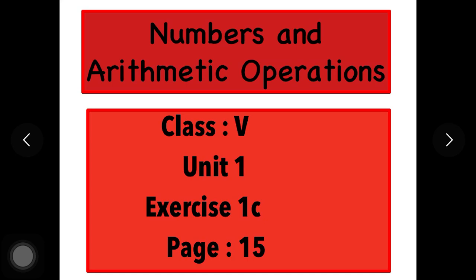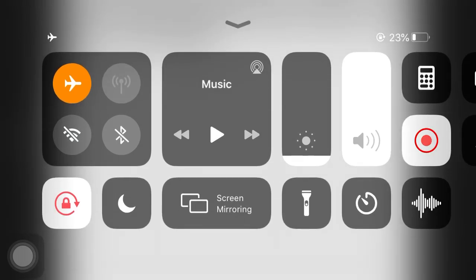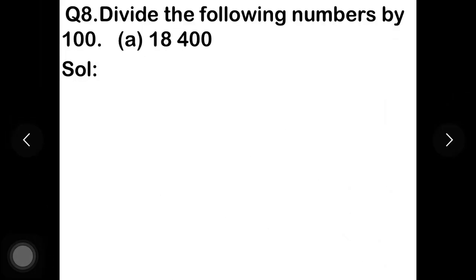Today we will solve exercise number 1C on page number 15. Students, today our question is 8, that is, divide the following numbers by 100. The value of part A is 18,400 divided by 100. First we will write the solution, then we will solve the question.